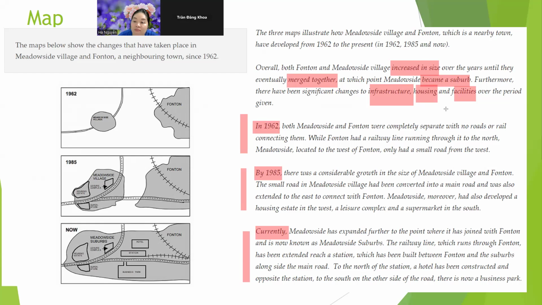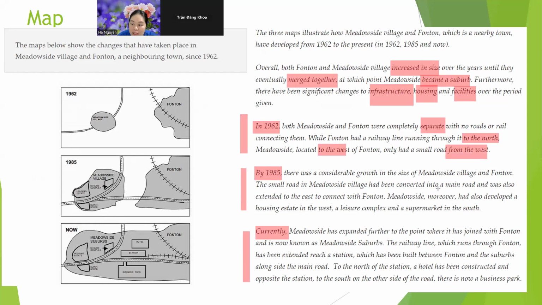Separate. Running to it. Located to. Very close đấy. Rất gần rồi đấy. Cái cụm về cái hướng đó là hướng nào nhỉ? To the north. Good job. To the north. To the north. To the west. Good job. From the west. Well done.